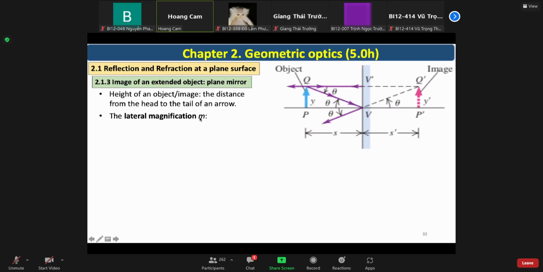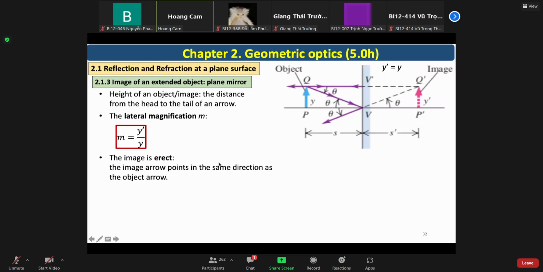Later on, you will also have the angular magnification. So here first, we will deal with the lateral magnification. M is defined by the ratio of the height of the image and the height of the object. So that is how the optical device changes the object, we can say, at the observation point. In this case, we got y prime equals y. Sometimes y prime can be like minus y, or minus 1.5 y, for example, depending on the direction of the image compared with the object.